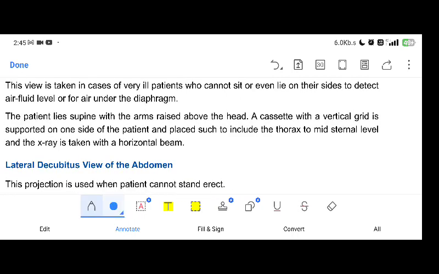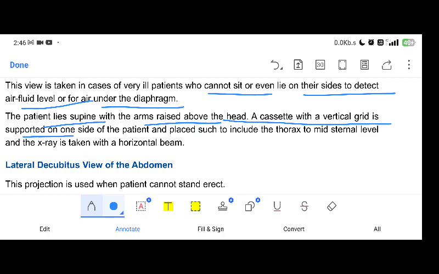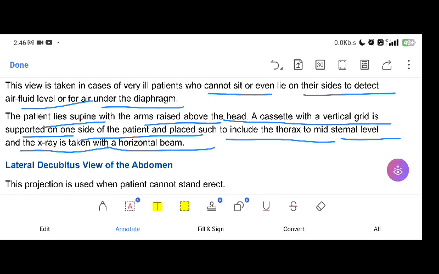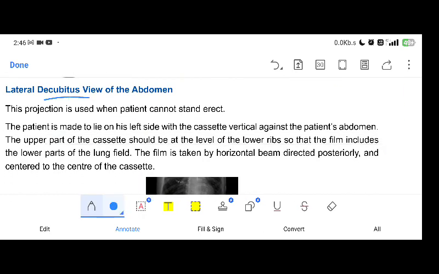So this view is taken in cases of very ill patients who cannot sit or even lie on their sides, to detect air fluid level or air under the diaphragm. So the patient lies supine with arms raised above the head and a cassette with vertical grid is supported on one side of the patient and placed so as to include the thorax and mid-sternal level, and the X-ray is taken with a horizontal beam. And lateral decubitus view for the abdomen.